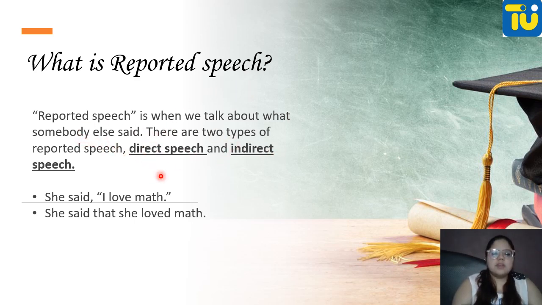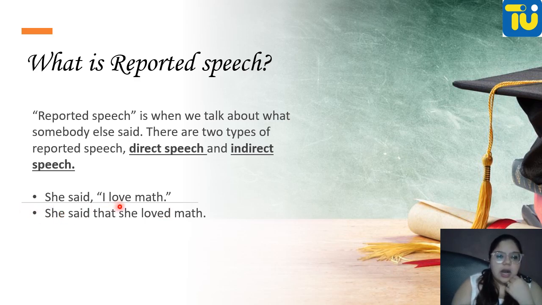So when we are putting something directly in the exact same words of the person, we call it direct speech. And when we mold the sentence, we transform it a bit, we change a few words, then it is indirect speech. Now the difference between direct and indirect speech majorly is the use of inverted commas.